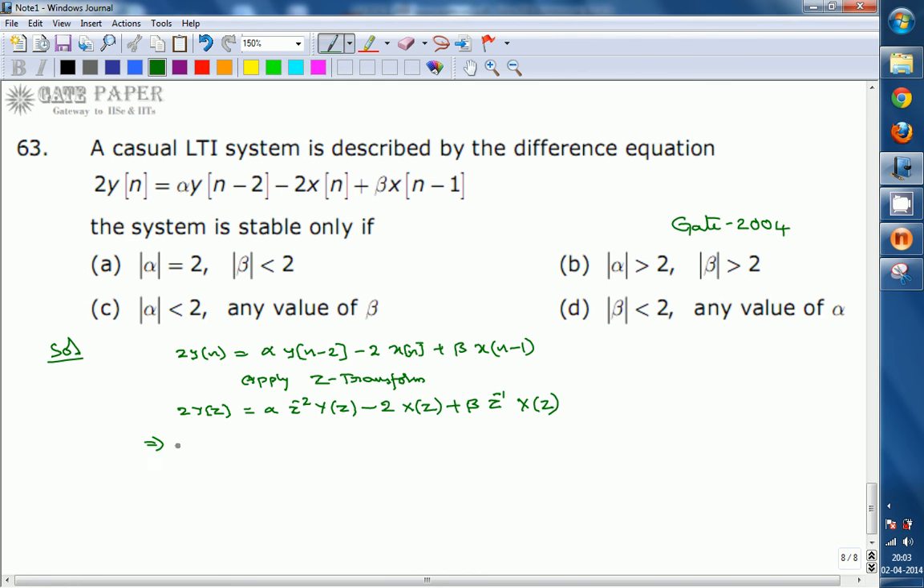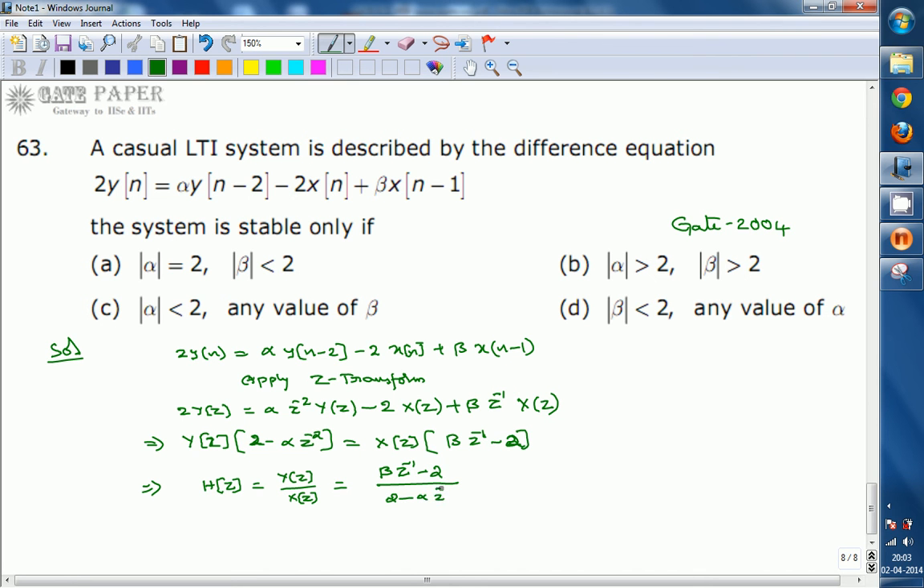Taking all the Y of z terms to one side and X of z terms to the other side, it becomes Y of z times 2 minus alpha z power minus 2 equals, taking X of z as common, beta z power minus 1 minus 2. Then finding the transfer function of the system, H of z equals Y of z by X of z, that is equals beta z power minus 1 minus 2 divided by 2 minus alpha z power minus 2.